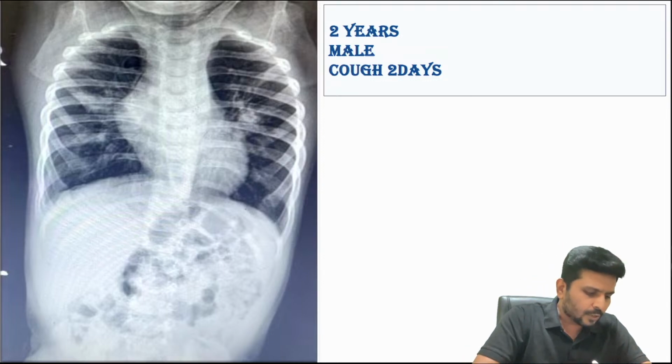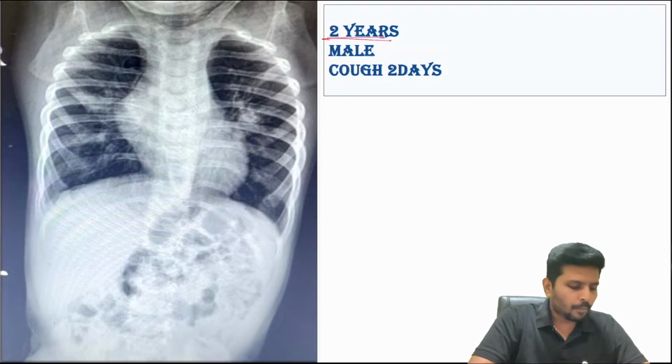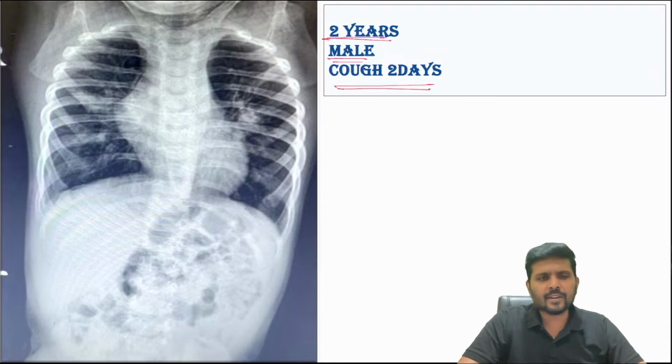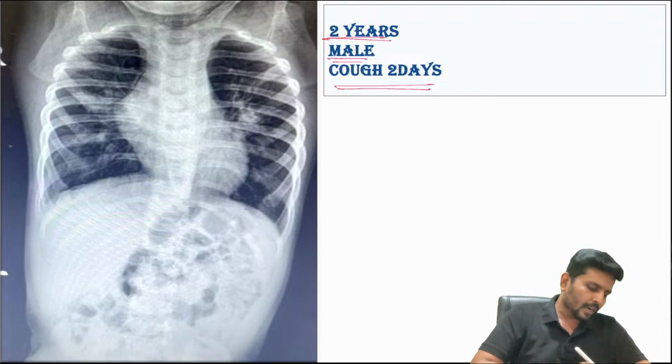So this is a 2-year-old boy presenting with cough for more than 2 days. Whenever any child comes with cough and fever, invariably you will think in terms of pneumonia. Pneumonia means air in the alveoli is replaced by some pus. So what will happen? You will find some white colored dots or white colored patches or white colored opacities in the lung.